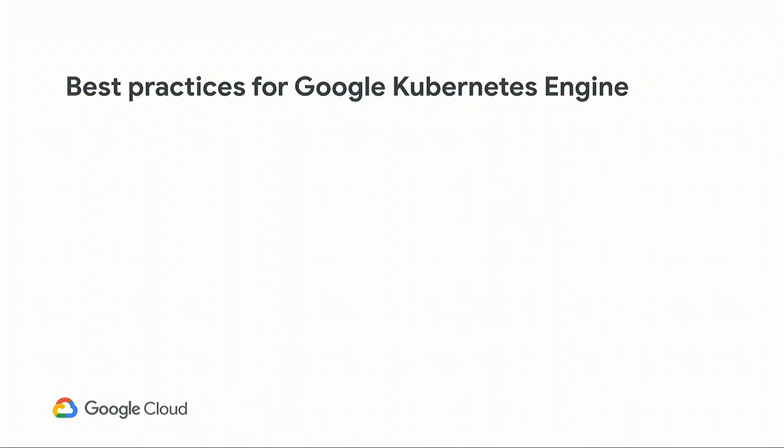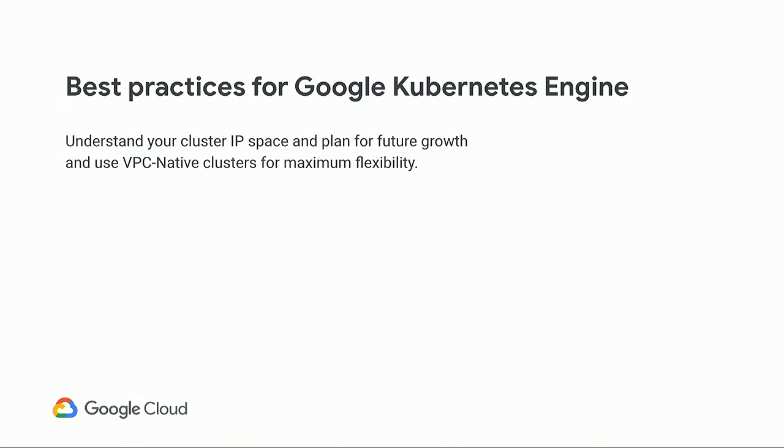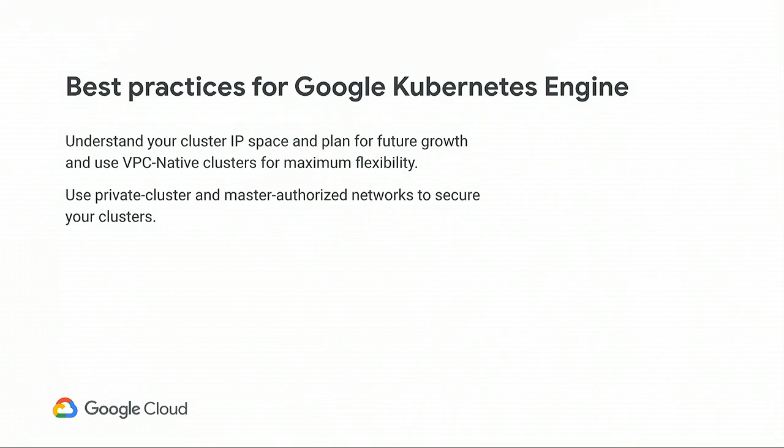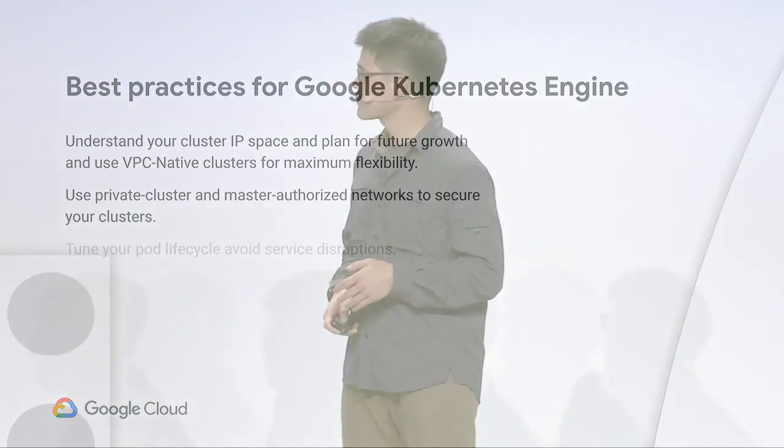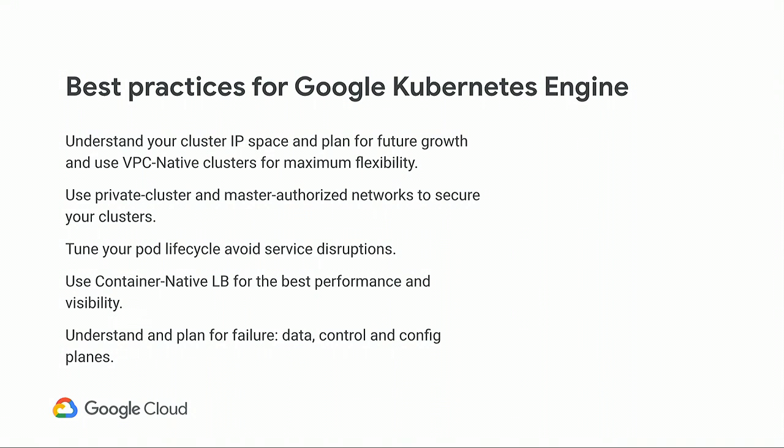All right, so in summary, what were some of the best practices for using GKE in regards to networking? Well, first, you should sit down and understand your cluster IP space and plan for future growth. And also use VPC native clusters to get the maximum flexibility in terms of IP space planning. The second thing is make sure you understand what your security requirements are, but really you should be using private cluster and master authorized networks to secure your clusters. Also, tune your pod lifecycle to avoid service disruption. So, handle SIGTERM, make sure you respond correctly to the readiness and health checks. Use container native load balancing for the best performance and visibility of your traffic. And finally, understand and plan for failures on the 3 planes: data, control, and config.